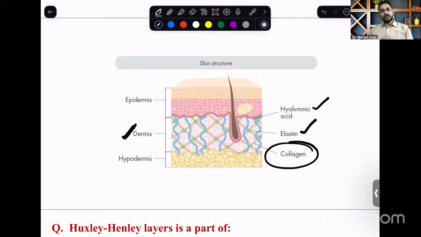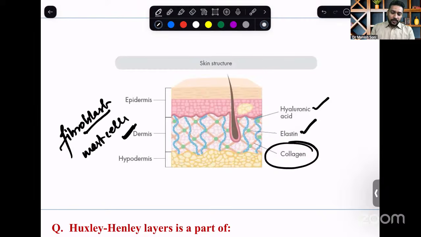Then there are cells also present in dermis. The cells present here are fibroblasts, which are the most abundant cells. And there are mast cells as well. As you all know, mast cells release histamine and can lead to certain conditions like urticaria, urticaria pigmentosa. All these conditions are related to mast cells.